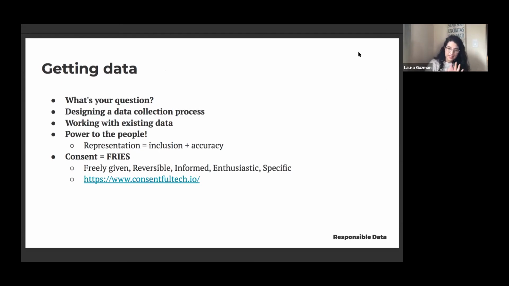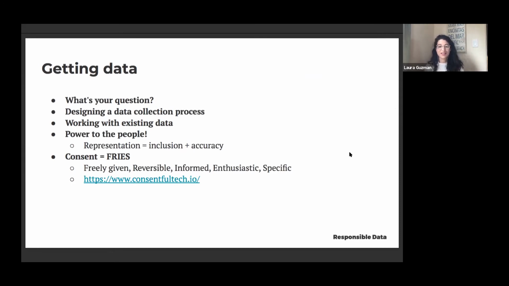Okay, so in this hypothetical world, we have a plan. We've designed our project. We have a plan for managing our data. Now we can start collecting our data, getting our data. As I think both of us have touched on already, it's important to start with, what's your question?